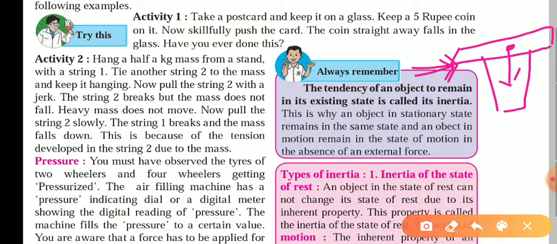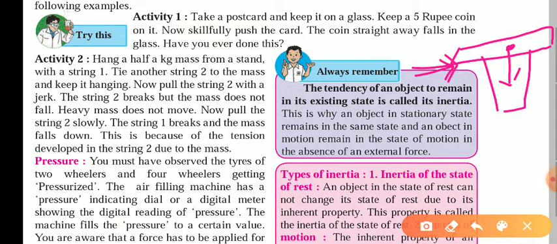Or another condition: if the bus is stationary and you are standing in it and suddenly the driver starts the bus, we go backwards. Why is this happening? Because the bus starts to move but our body tries to remain in the same state of rest. In the same way, if the driver suddenly takes a left turn or a right turn, we go to the opposite side. If the driver takes a left turn, we go towards the right. All of this is because of inertia.